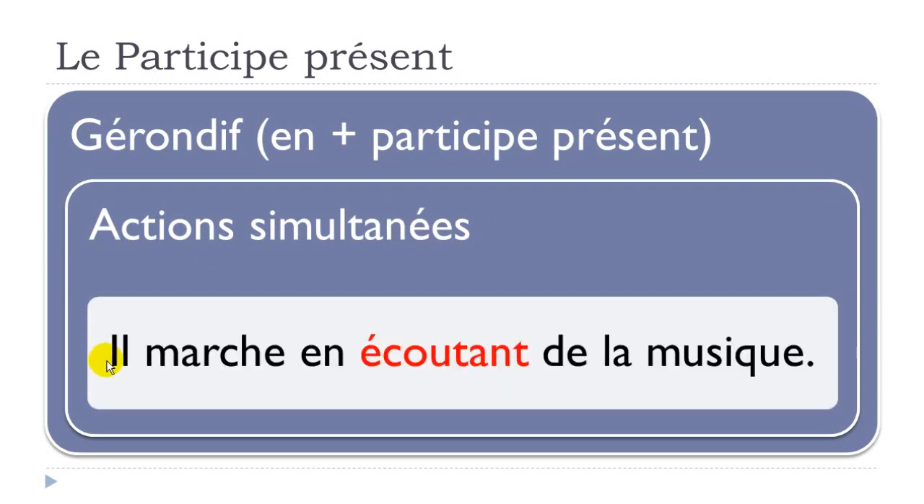For instance, il marche en écoutant de la musique. Okay, so it's in red, this écoutant, just to show you that this is what we call le participe présent. So first you get this en and then écoutant. Il marche, marcher is to walk, so he's walking, en écoutant. Écouter is to listen, so he's listening to some music, il écoute de la musique. And in that case you use en écoutant to express the fact that it's happening at the same time. Il marche en écoutant de la musique. Alright, so that's the first use of this gérondif form.